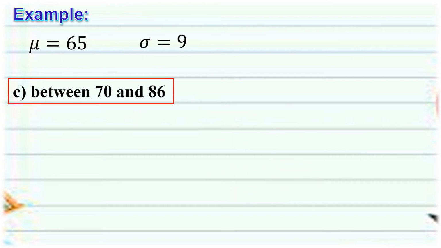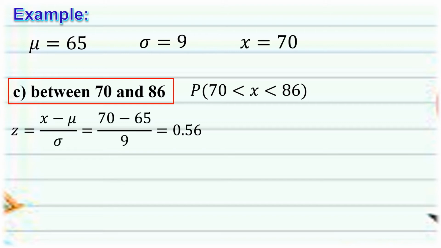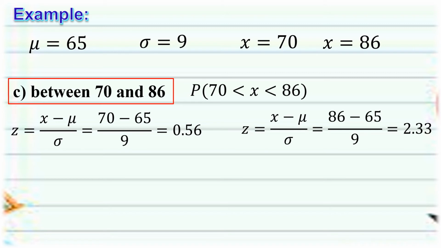Let us have the last one. Let us determine the percent of the scores between 70 and 86. In doing this, we are going to determine the probability of x greater than 70 but less than 86. First, we are going to use x is equal to 70. Substituting all the values, we get (70 - 65)/9, which is equal to 0.56. Now let us use x is equal to 86. Substituting all the values, we get (86 - 65)/9, which is equal to 2.33.